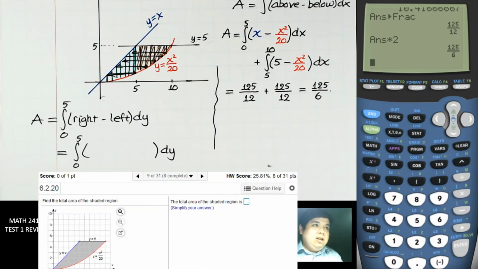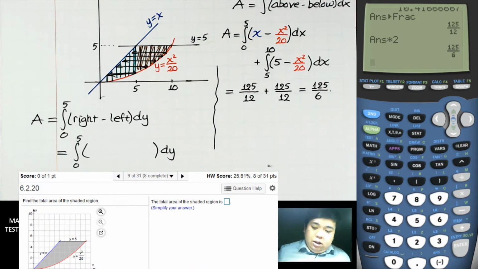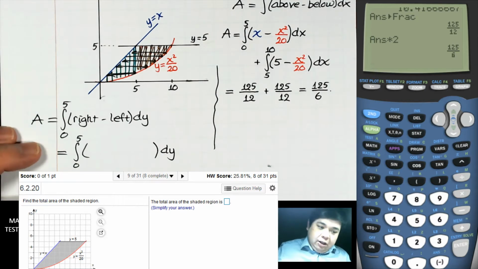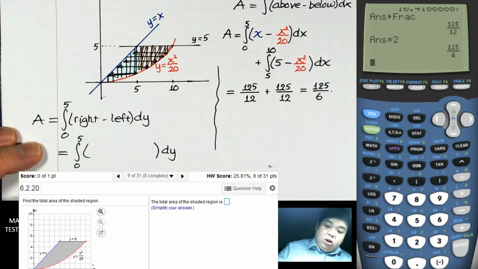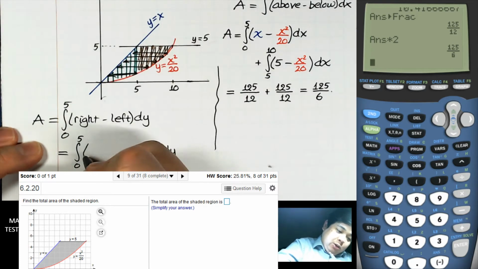Just put that here. Right, now it has to be in terms of y. Y equal to x or x equal to y. So that first part is easy. X equal to y.